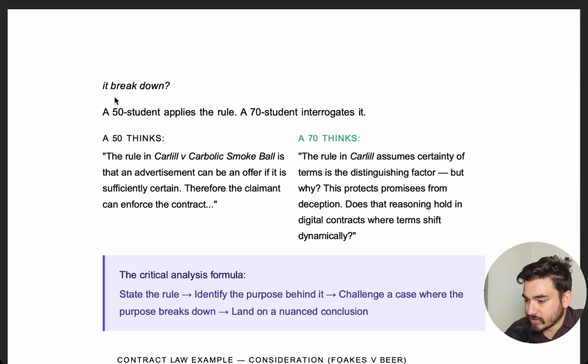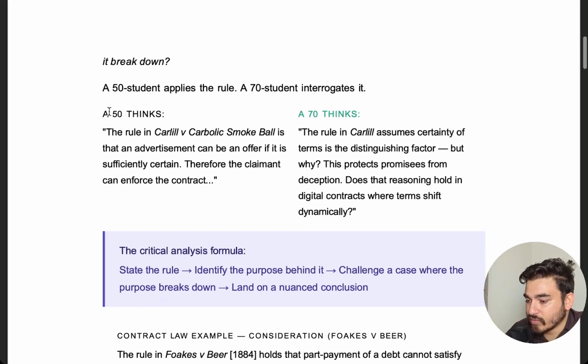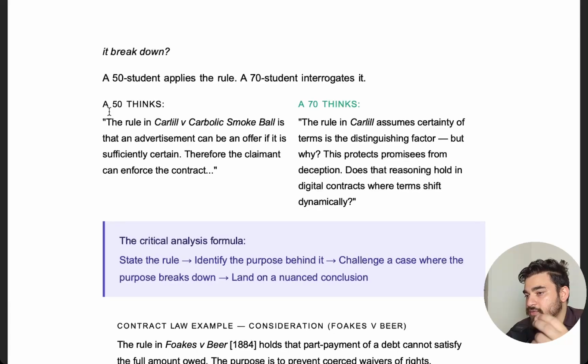Now let's look at an example, a comparison between a student who's got 50 marks, how does he apply the law, and a student who gets a distinction, how do they apply the law. So how does a 50 grade student think? The rule in Carlill versus Carbolic Smoke Ball is that an advertisement can be an offer if it is sufficiently certain. Therefore, the claimant can enforce the contract.